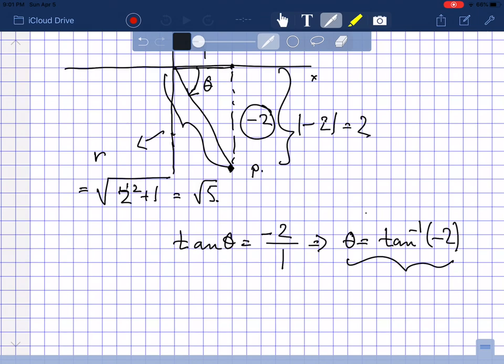We need a calculator now. So let me see if I have a calculator around. Here we have one. The mode is set to radians. So I'm going to punch in -2, take the inverse tangent of that, and I get -1.107. So for the point P here, the polar coordinates are the square root of 5, comma, -1.107. Okay. All right.